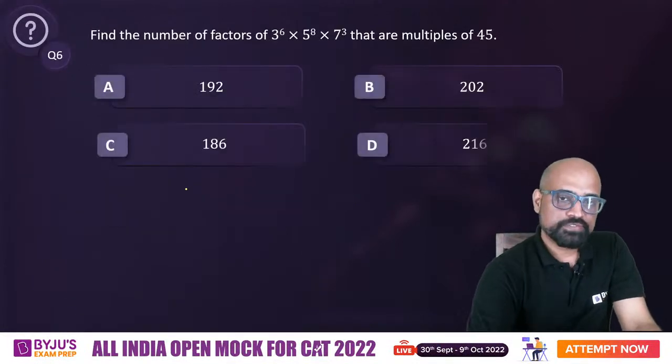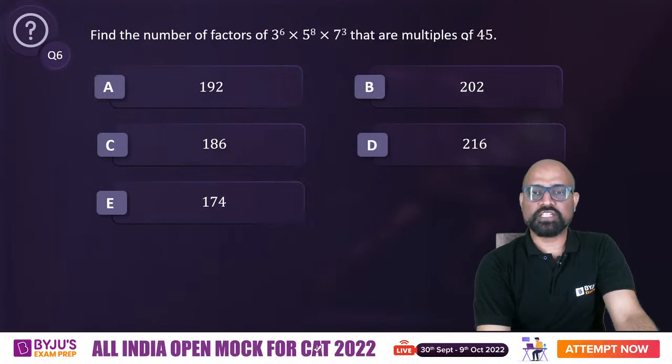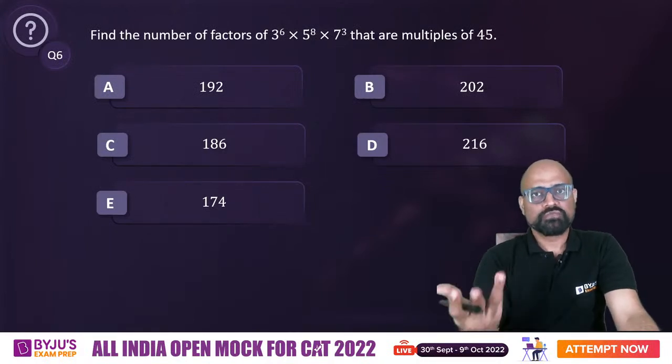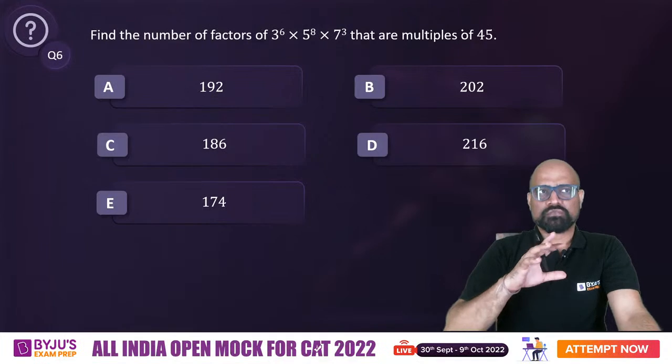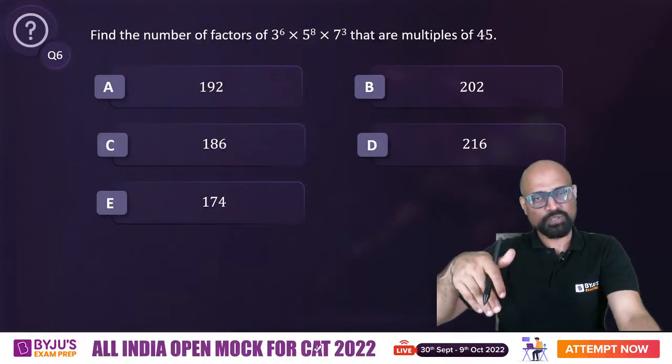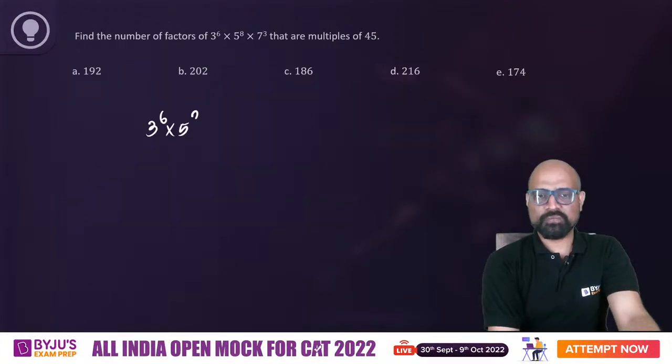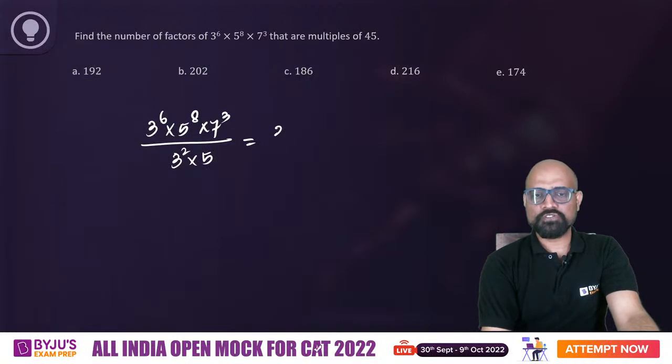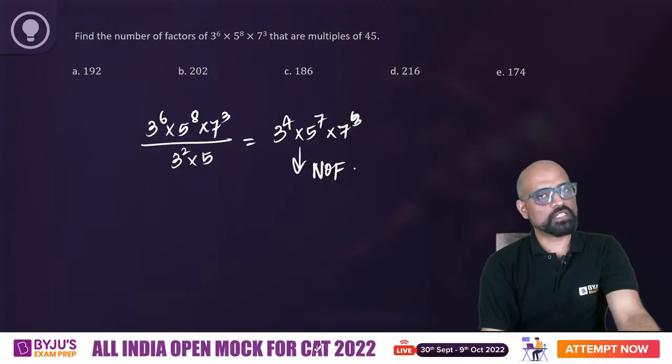Next question. Find the number of factors of these that are multiples of 45. How do you find, when a number is given, how many of its factors are a multiple of something? You divide the given number by the number whose multiple you want to find. 45 is what? 9 into 5. You divide it. Once you divide it, you will get a new number. Now you find the number of factors of this number. That is all you have to do.